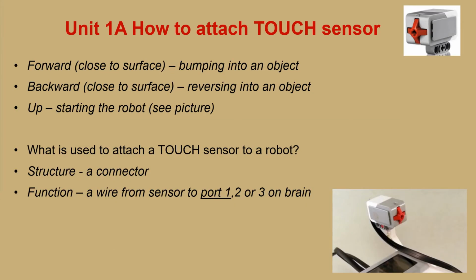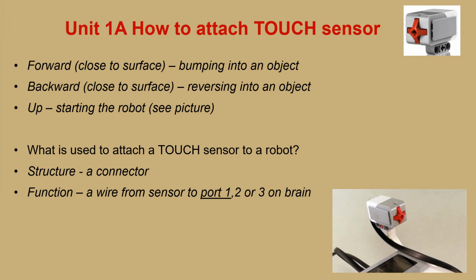So how to attach a touch sensor? The touch sensor can always face forward close to the surface so it will bump when it bumps into an object. If you put the touch sensor to the back of the robot, then when you reverse, you will know when you've touched an object.